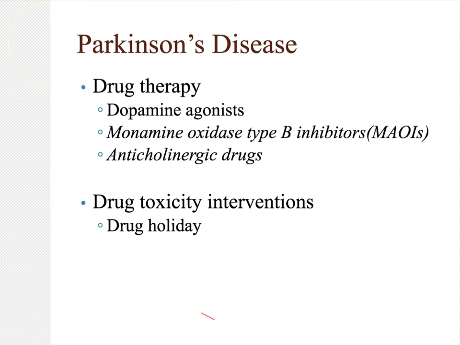There are dopamine agonists such as bromocriptine, pergolide, and ropinirole, which is Requip. They work directly on dopamine receptors. They do not require metabolic conversion. They are slightly less effective than levodopa, but are alternative first-line agents for Parkinson's disease.